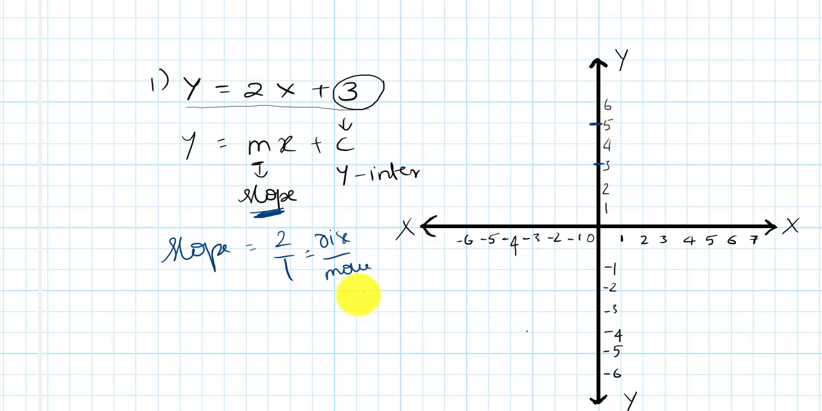Now what can I do? Move 1 unit over here. So I have moved 1 more unit, and this is the point over here. So I got 2 points, right? Very easy. Now just join these 2 points.